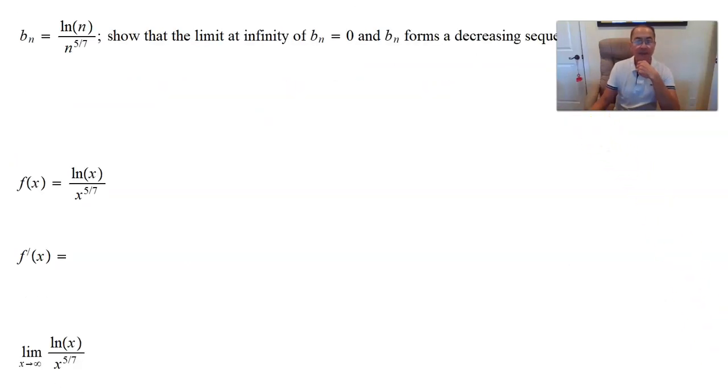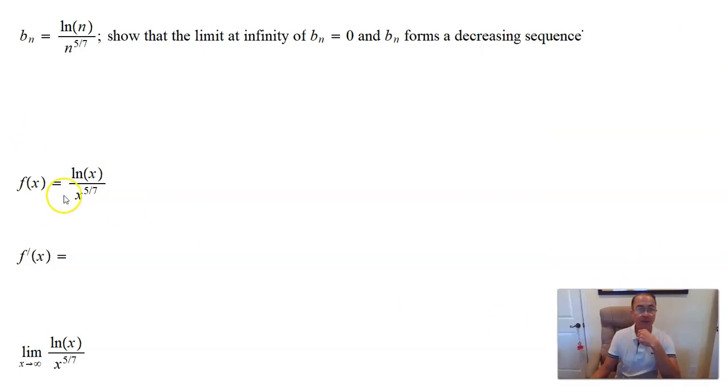Since that is a sequence that comes from a function, we can use calculus to apply the first derivative test to see if our function is decreasing. And we can use L'Hopital's rule to see if the limit is 0. Okay, why don't we do that first? L'Hopital's rule is fun. Can we apply it? ln of x as we go to infinity goes to infinity, and x to the 5 over 7 is also infinity.